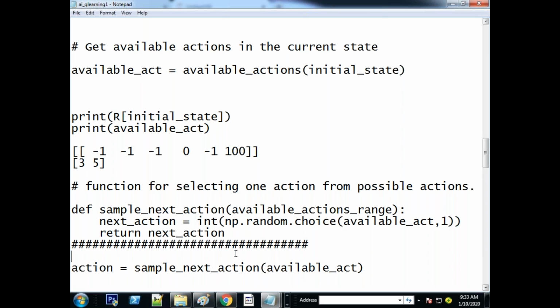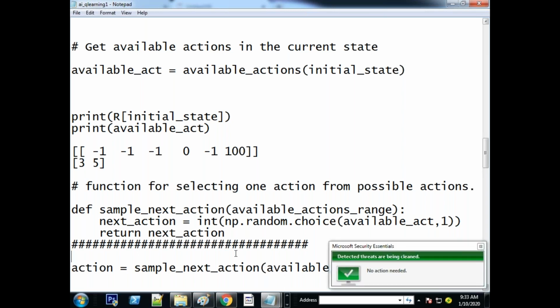How to choose an action from all the possible actions? For that, the second function. The second function we have given is sample_next_action. Got it?